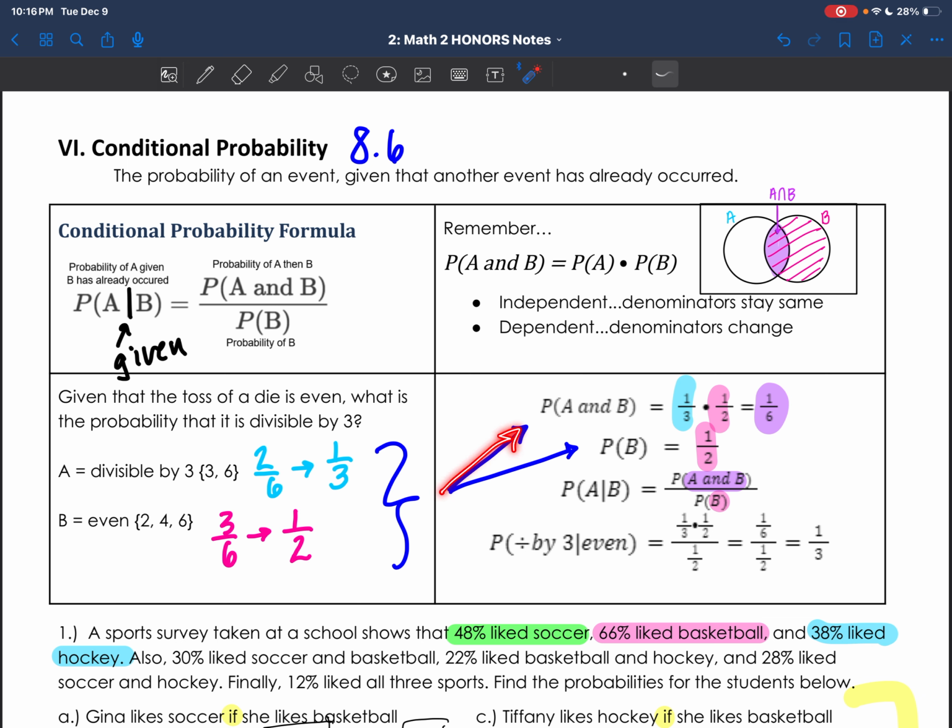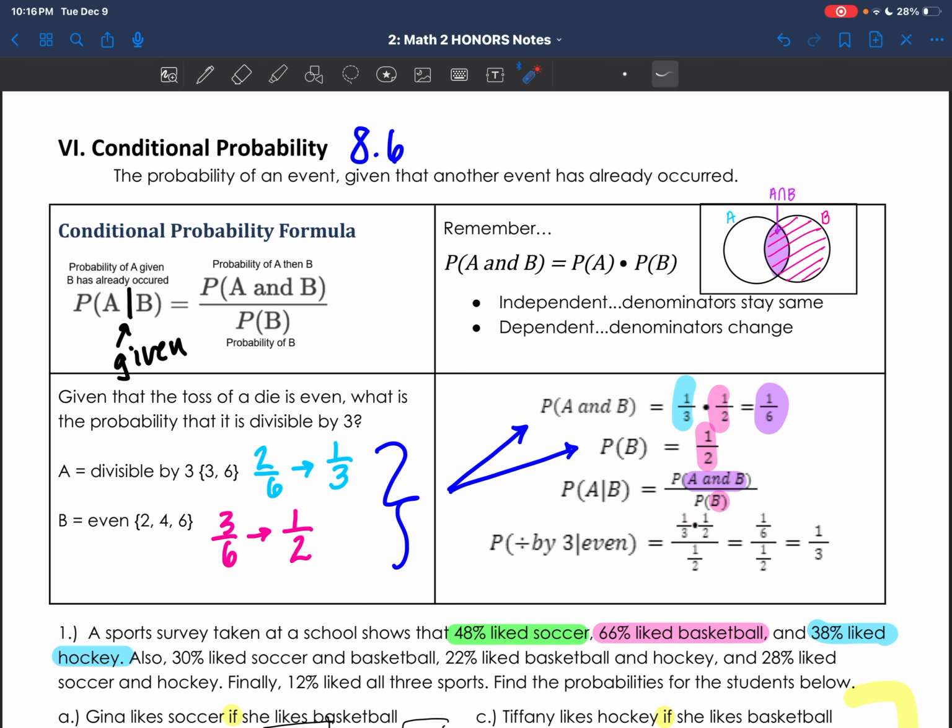Now we're going to start plugging it into our formula. We have to find what A and B is first by multiplying those two, because remember, and means you're going to multiply. So 1/3 times 1/2 is 1/6. And then the probability of B is 1/2. So now we're going to put it all together: the probability of A and B divided by B. So 1/3 times 1/2, all divided by 1/2, which will equal 1/3.